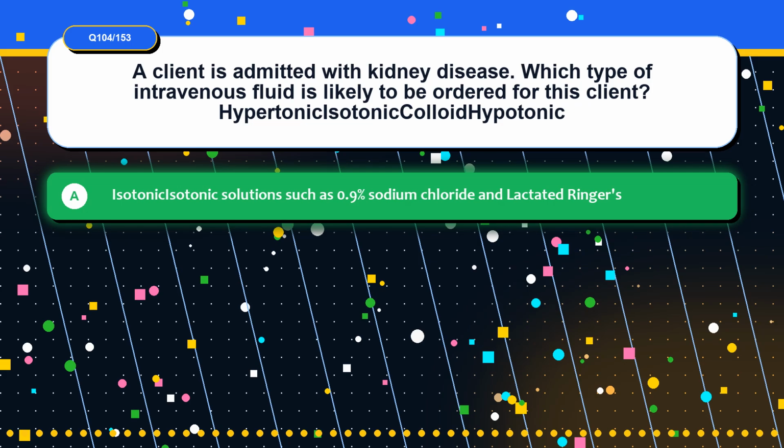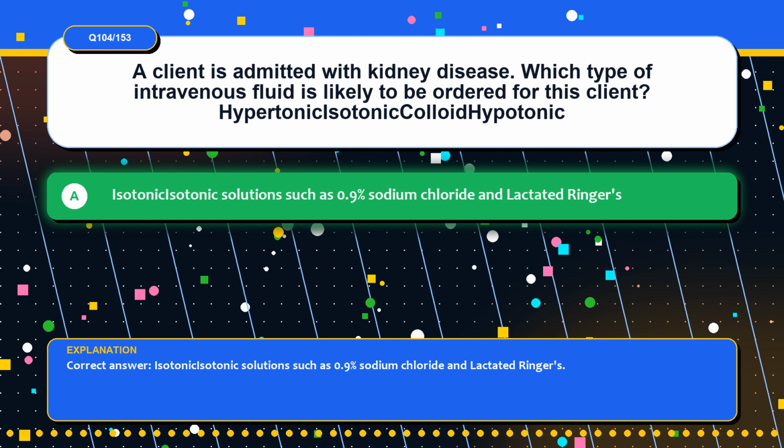The correct answer is option A. Isotonic solutions such as 0.9% sodium chloride and lactated Ringer's.